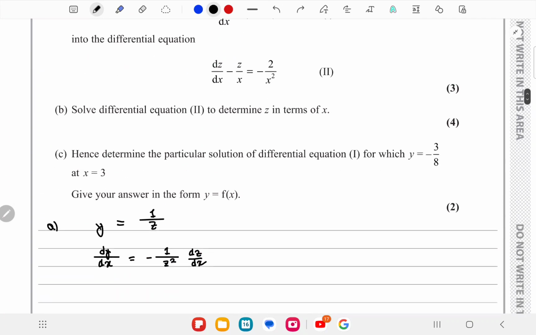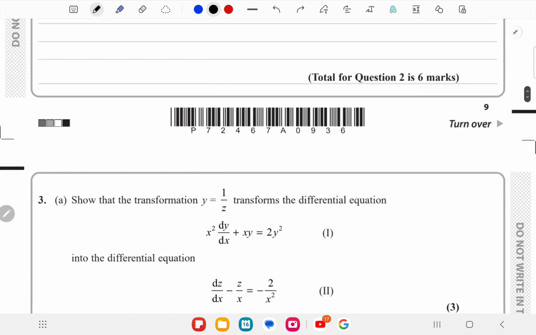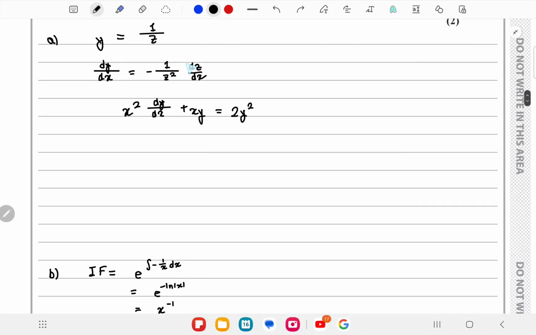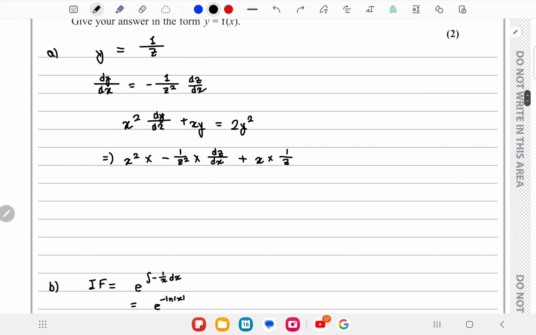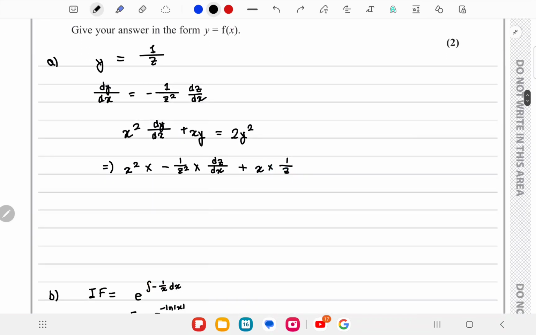Now we have this equation over here. Let me just write that. Yeah. So now we'll put dy by dx and plug in this value involving 1 by z square times dz by dx over here. And we'll put y equals 1 by z, as there is no y in the following equation that we need. So we're just getting rid of all the y's.